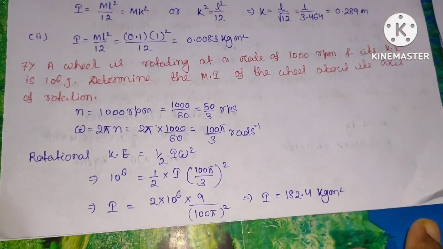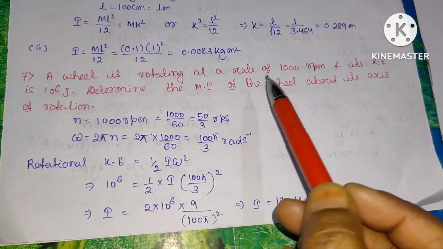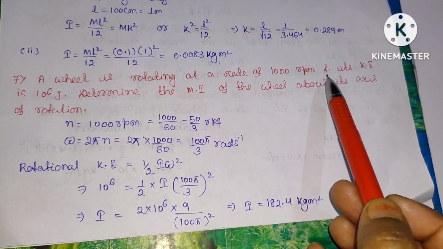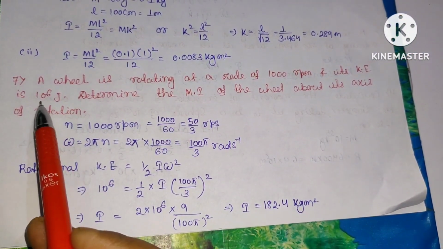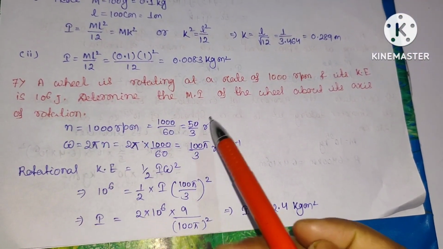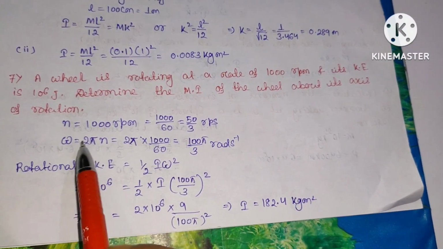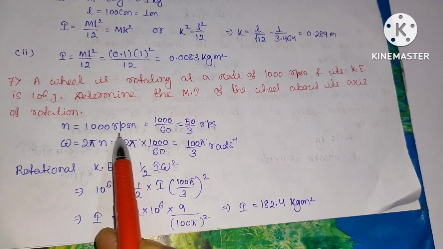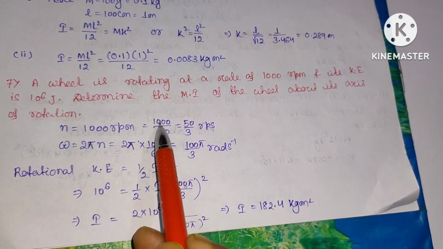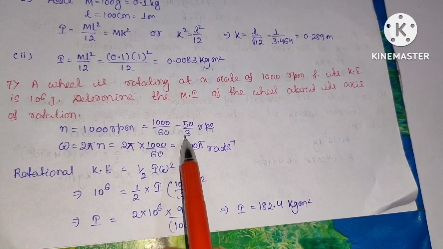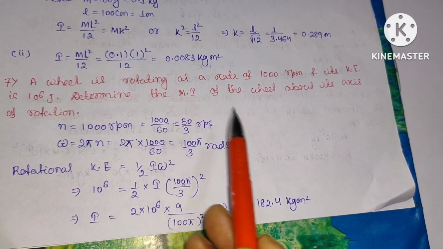Right. The next question is, a wheel is rotating at a rate of 1000 revolution per minute and its kinetic energy is 10 raised power 6 joule. So determine the moment of inertia of the wheel about its axis of rotation. Here the frequency is given 1000 revolution per minute, that is 1000 by 60. So this will be 50 by 3 revolution per second.